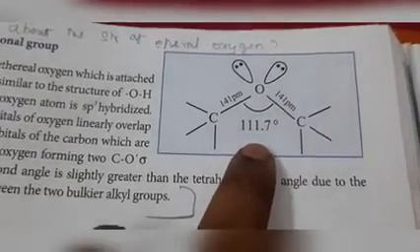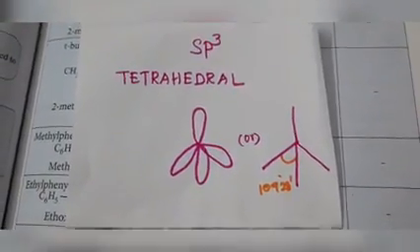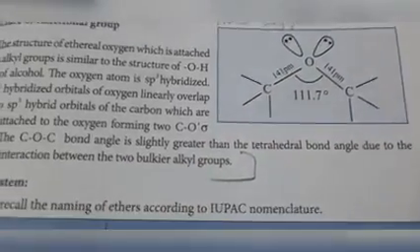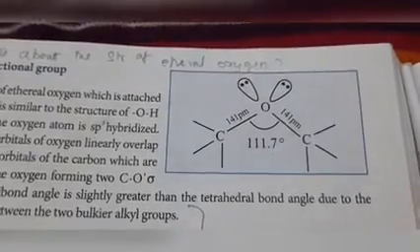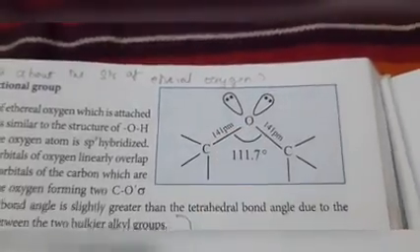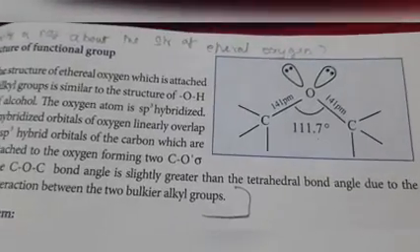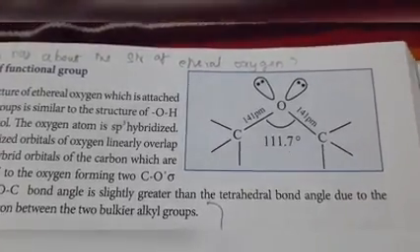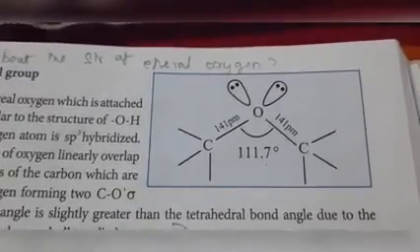Third point is the angle, 111.7 degree, that is greater than the tetrahedral angle, that is 109 degree 28 minutes. The reason is that ether oxygen is attached with two alkyl groups. These two alkyl groups are bulkier, so repulsion exists. So to minimize the repulsion, these alkyl groups move away from each other, so the angle is increasing. That is why the angle is greater than the tetrahedral angle, 109 degree 28 minutes.